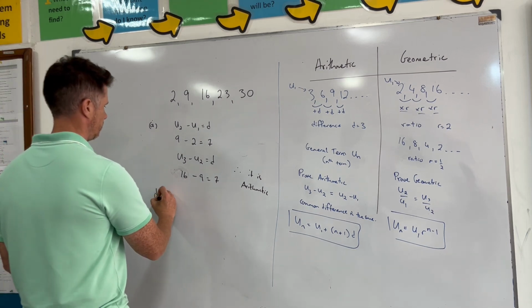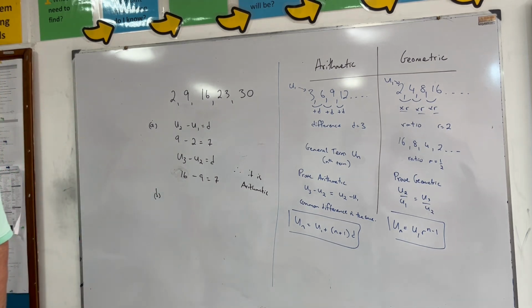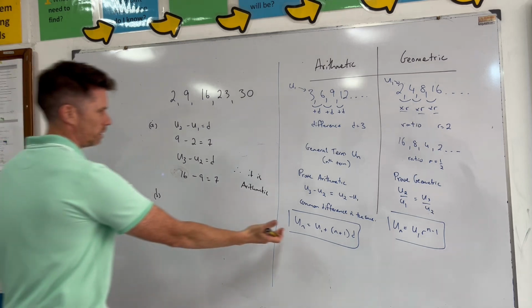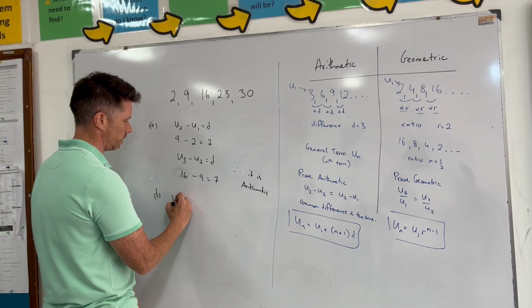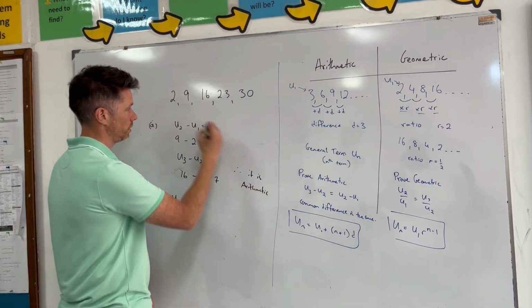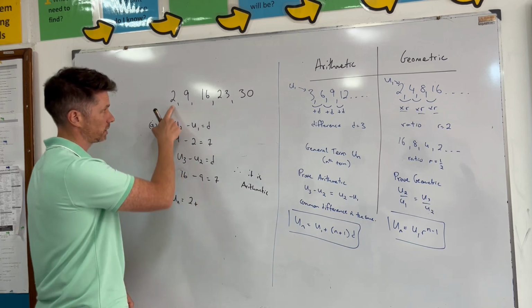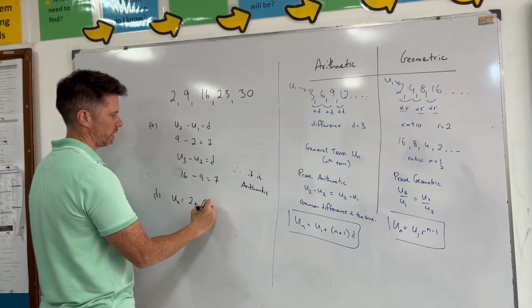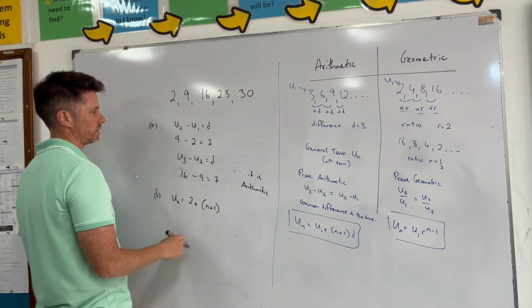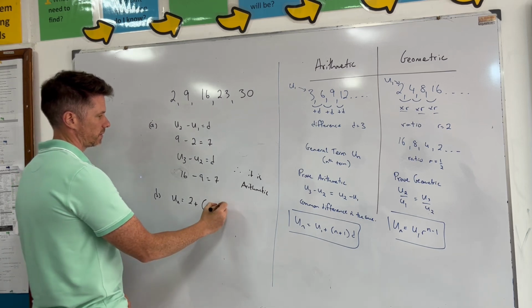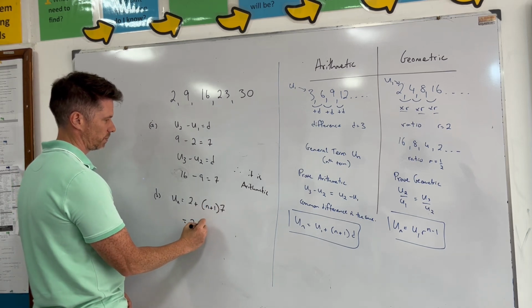logical. Part B then, find the formula for the general term. So here is our general term formula. So u_n is the first term, u_1, 2 in this case, plus (n minus 1) times the difference. And the difference is 7. And I would probably tidy this up.